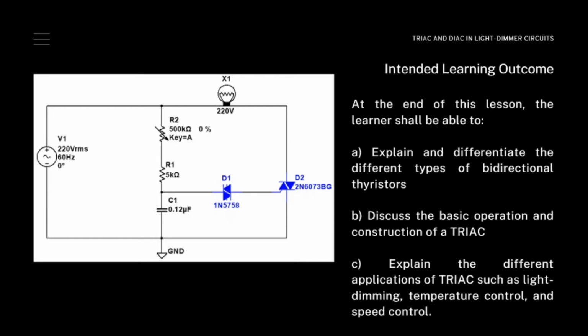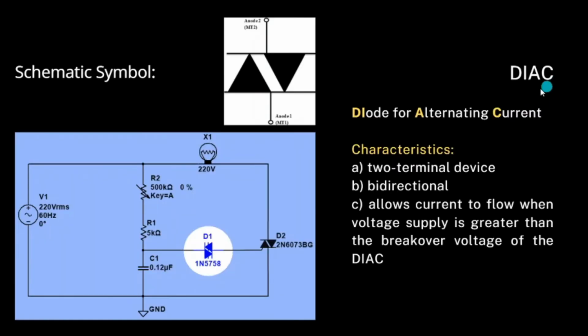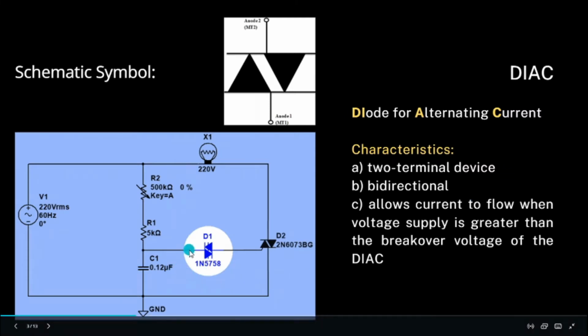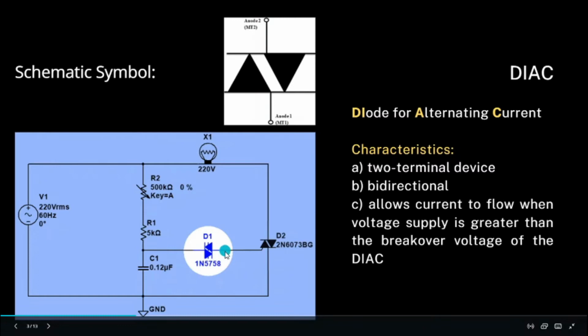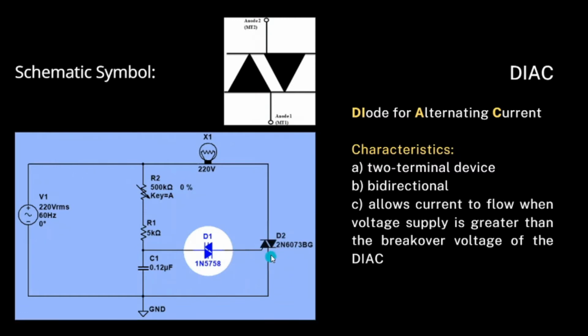Shown on the left is the schematic diagram that we will be using to discuss the different thyristors. The first one will be the DIAC. The DIAC is an acronym which stands for diode for alternating current. The characteristic of this semiconductor device is that it is a two-terminal device. As we can see here, there are two terminals. This terminal connects it to the rest of the circuit, and this next terminal connects it to the gate of this device.